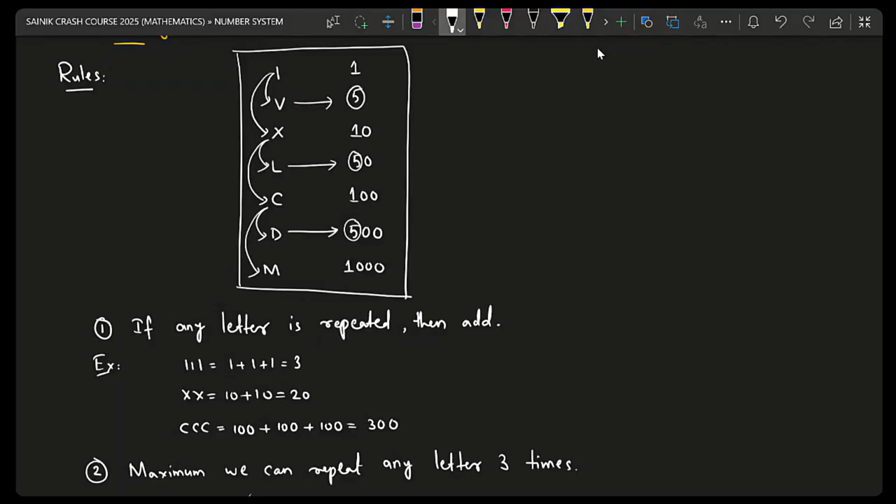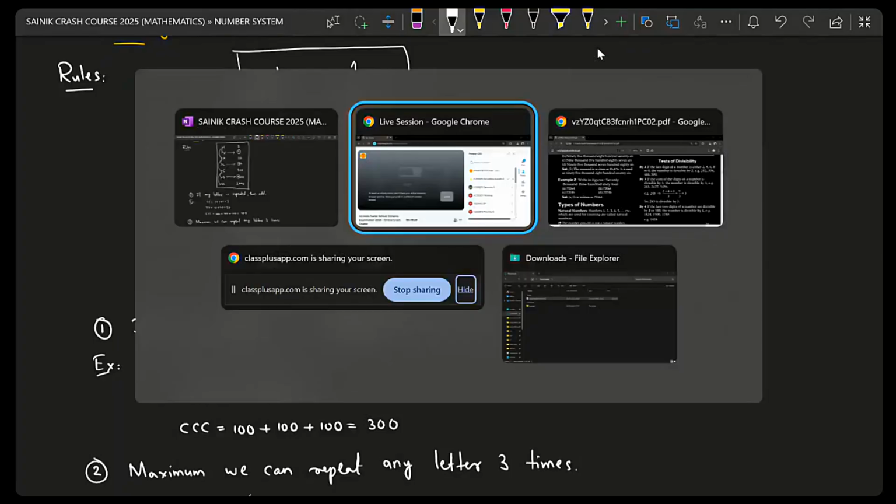So this pattern you should remember. I'm repeating once again, you should memorize them. I can be subtracted from only V and X. You cannot subtract it from other letters. X can be subtracted only from L and C, but not from other letters. C can be subtracted only from D and M. Obviously, only the two bigger letters are D and M.